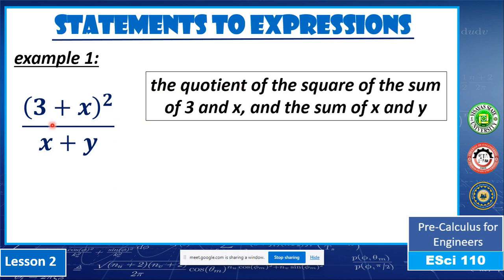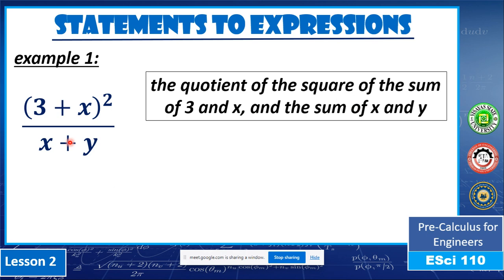The quotient of the square of the sum of 3 and x. So sa loob pala ng square is yung sum ng 3 and x. So 3 plus x squared. Since sinasabi mong quotient pala siya, so syempre it needs the denominator side. So the denominator is the sum of x and y. So meaning the denominator is x plus y.